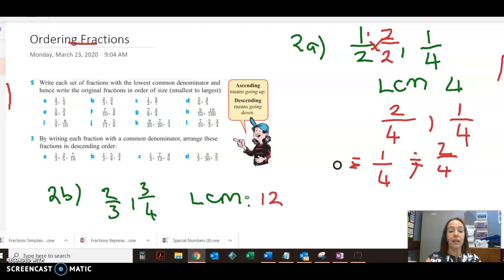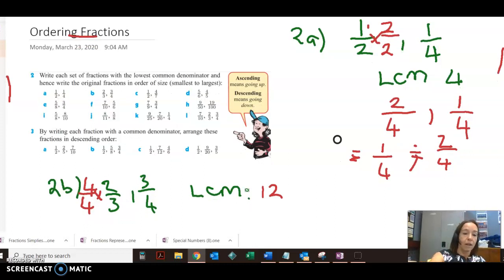Now I need to multiply 2/3 and 3/4 to make them both over 12. So let's look at 2/3 first of all. What do I need to multiply 3 by to make it 12? We always look at the denominators first. So it needs to multiply by 4, because 4 times 3 is 12. But I always have to multiply it by the same number over itself, so it'll be 4 over 4. And that will give me 4 times 2 is 8, and 4 times 3 is 12.